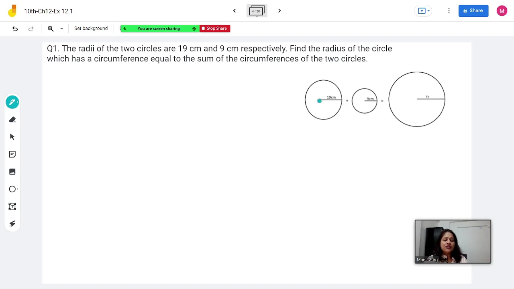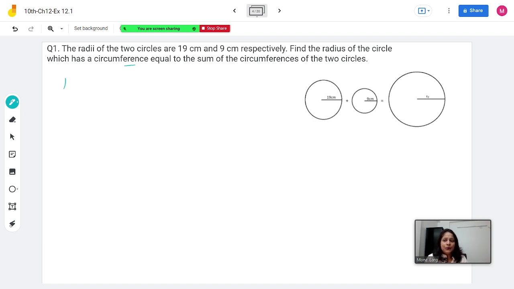So here we are given two circles. One has a radius of 19 centimeters and the other circle has a radius of 9 centimeters. We have to find the radius of the circle which has circumference equal to the sum of the circumferences of the two circles. So we will not calculate the circumference of each circle separately. We will use a trick in this question. Okay, let's see what we are going to do here.